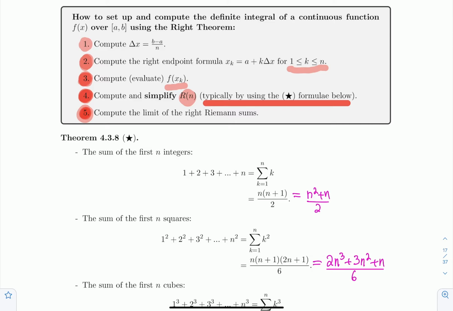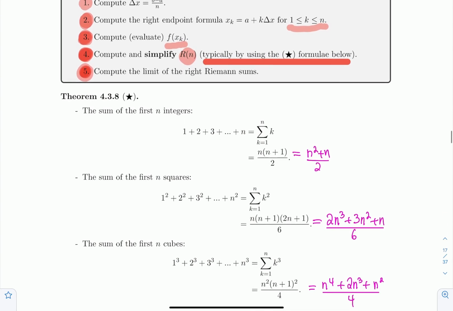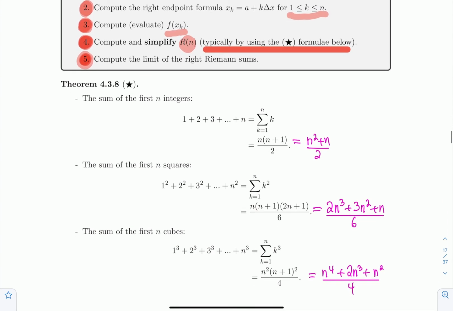Step 4 is always the trickiest one when you're trying to compute the exact value of the definite integral using the limit definition. So the next theorem is just a bunch of algebraic tricks that you can use in order to get rid of large sums by replacing them with nice little formulas. This is what I will refer to as the Star Theorem.